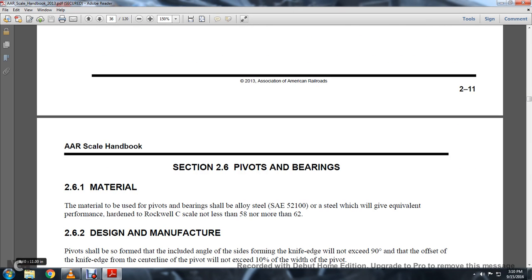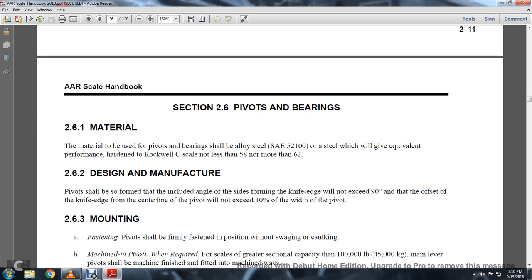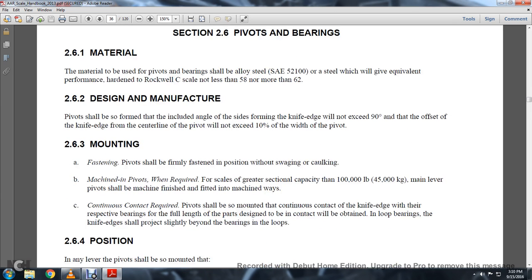2.6 Pivots and bearings. 2.6.1 The materials used for pivots and bearings shall be alloy steel and the equivalent of steel, which will give the equivalent performance to the hardening with the Rockwell C scale not less than 58 and more than 62. Design manufacture: pivots should be formed including the angle of the side of the form of the knife edge will not exceed 90 degrees, and the offset of the knife edge from the center line of the pivot will not exceed 10% of the width of the pivot.